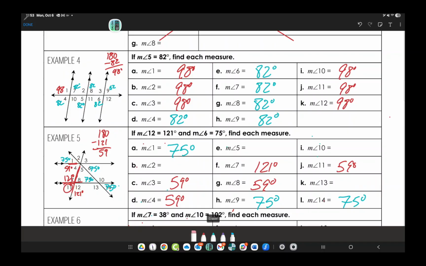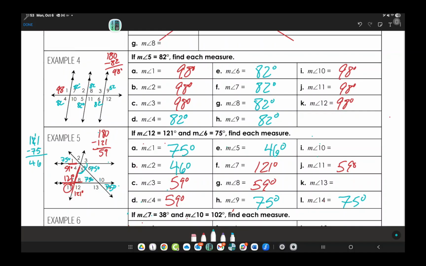Which means if angle 5 and 6 correspond to 12, that means 5 plus 6 must add up to 121. Do we know what angle 6 is? Yeah, 75. So what's 121 minus 75? 46. So angle 5 must be 46 degrees. And what is vertical to angle 5? Angle 2, 46 degrees.